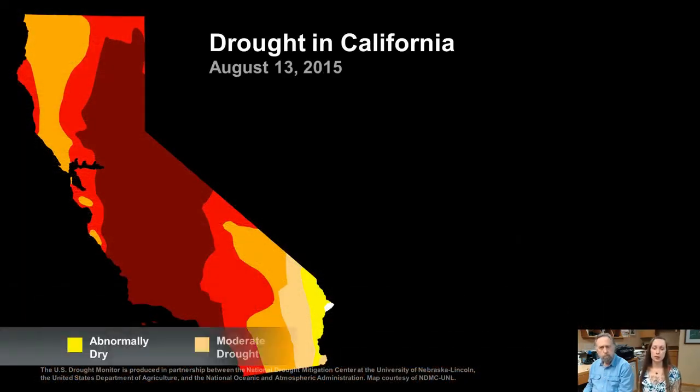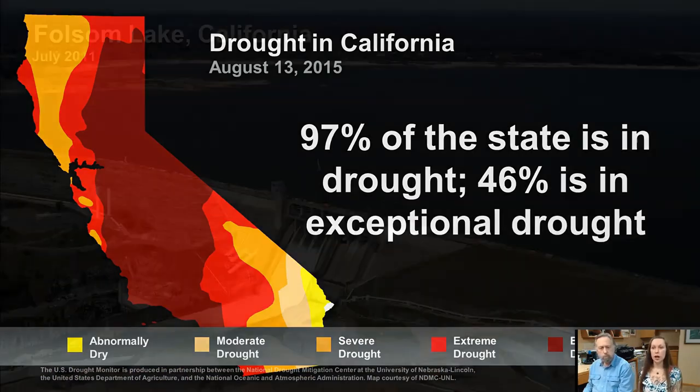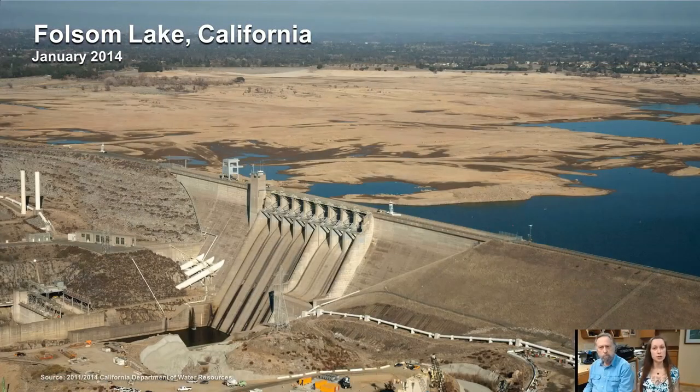California is also experiencing extreme drought. This is Folsom Lake in normal times, and then this is Folsom Lake in 2014, when they really began to worry about the status of their water supply.